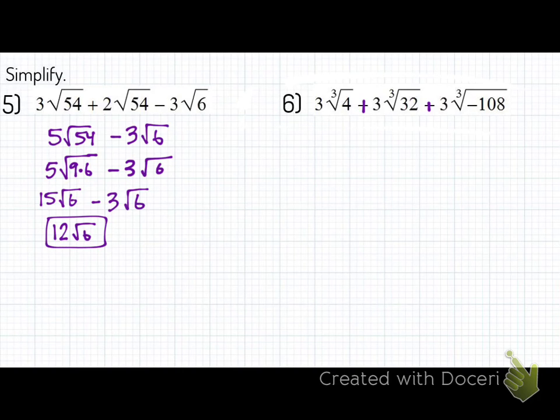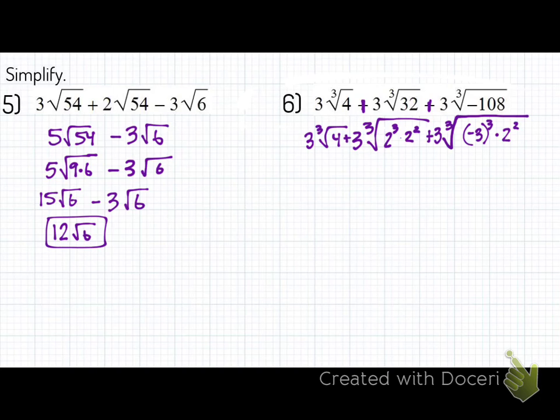Number 6, I accidentally copied number 2's problem here, but it's supposed to be different. So instead, let's make these positive signs. This is exactly like number 2, but use number 2 to help you break it down, okay? Go. And this first one I can't really do anything with, so I'm just going to bring that down. Put a plus sign there. Negative 108 is just like saying negative 3 to the third times 2 squared.